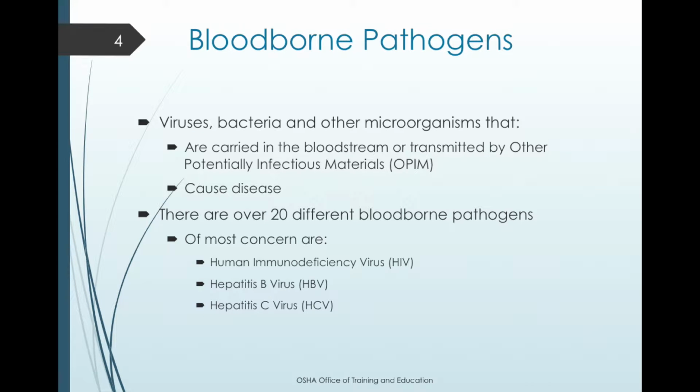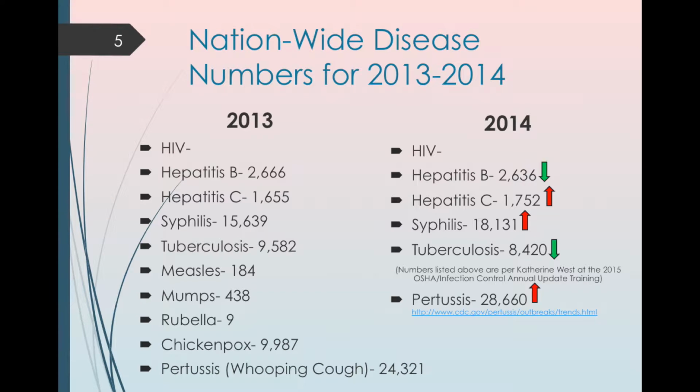So what are bloodborne pathogens? They are viruses, bacteria, and other microorganisms that we know about. We know many of them by name. They can be carried in the bloodstream. They can be transmitted through other potentially infectious materials, and they are known to cause disease, which is why we keep bringing them up to do training on them every year. There's over 20 different ones out there. We've got some that are of more concern than others. The ones listed here are 2 forms of hepatitis and HIV.